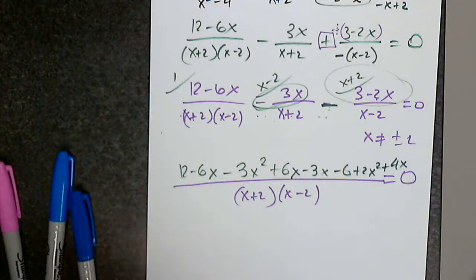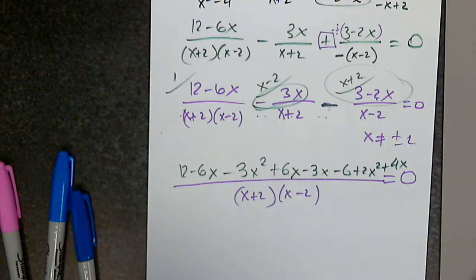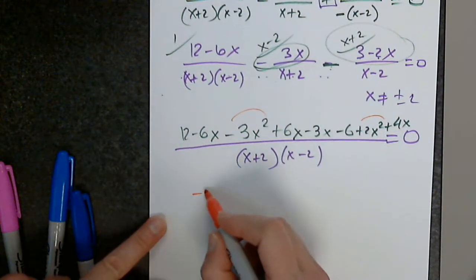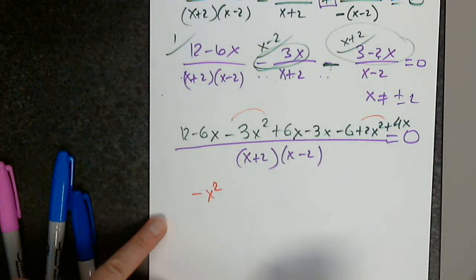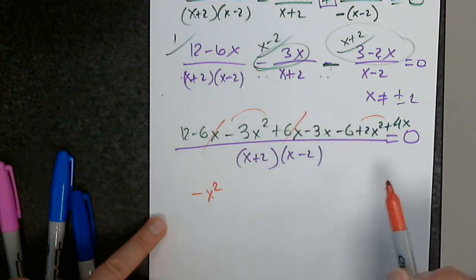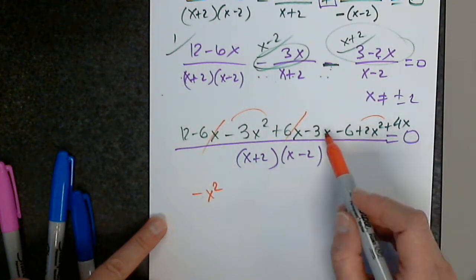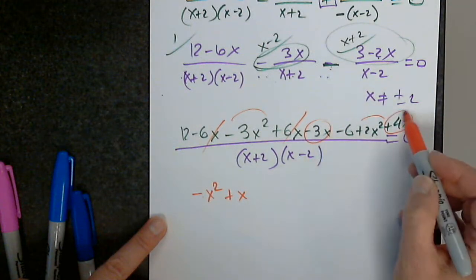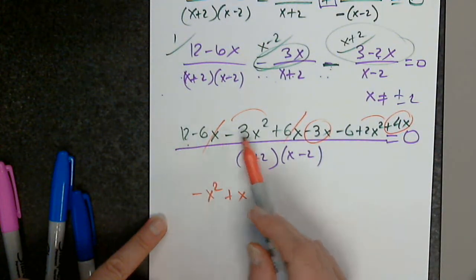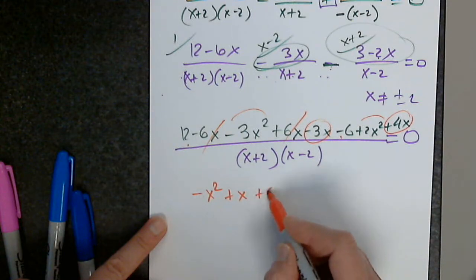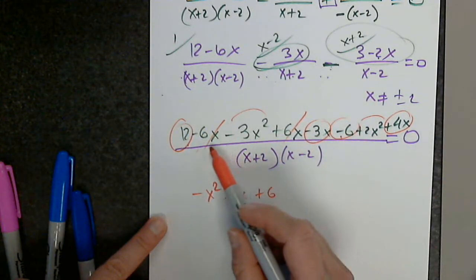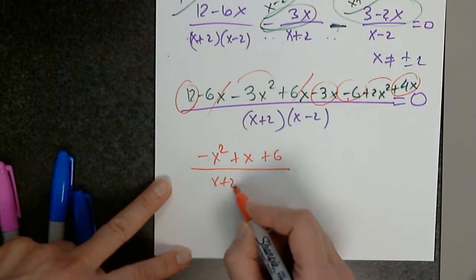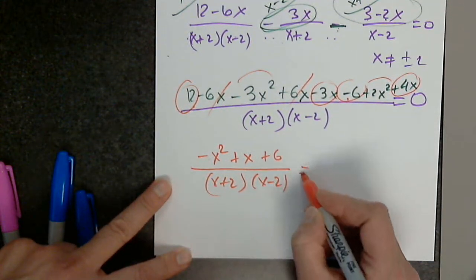So now I'm trying to combine like terms. So I have this and this. So this is negative x squared. Then I have these two go away. And then I have 4x minus 3x, which is plus x. So these are accounted for. And then I have a 12 minus 6, which is positive 6. Let's see if there is anything else left. No. Over x plus 2, x minus 2 equals 0.